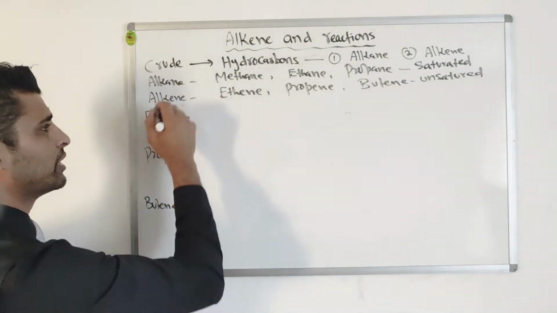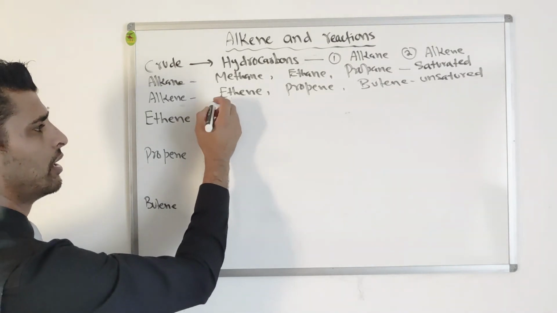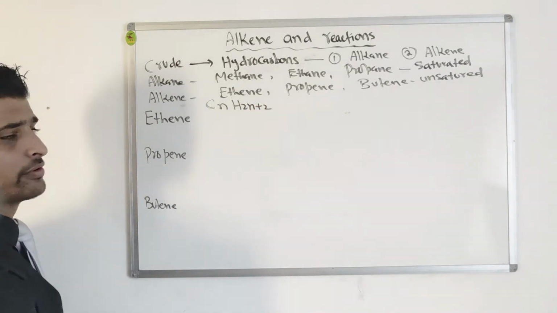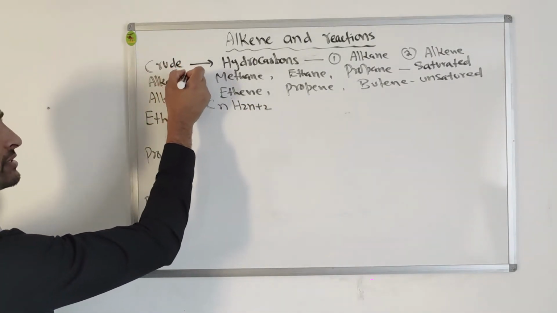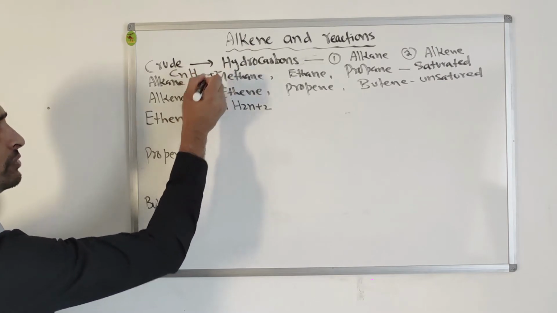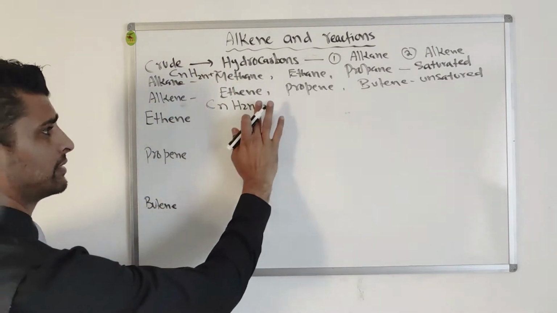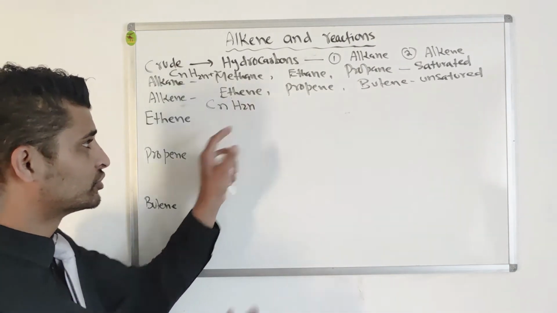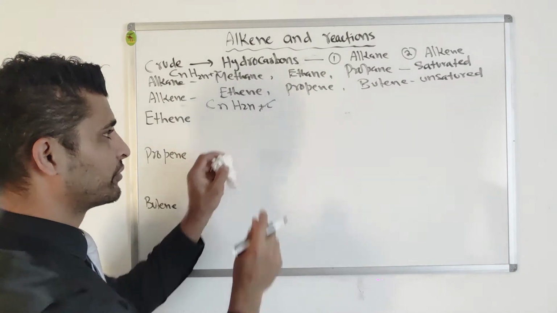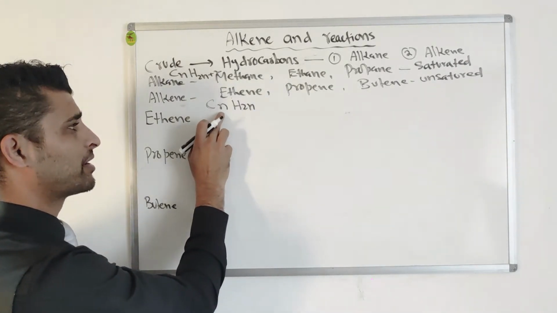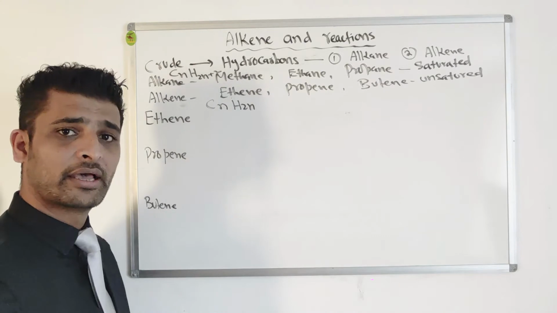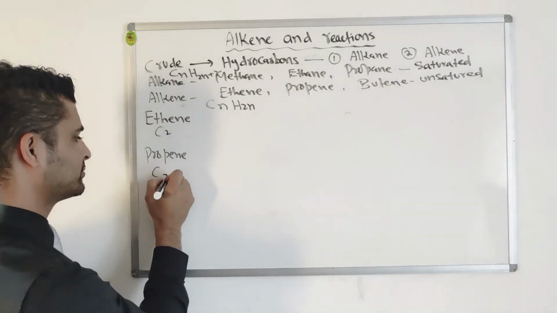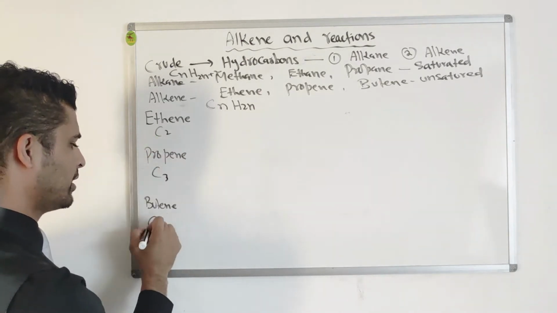Now alkenes, they have a general formula of CnH2n. If you remember, alkanes have a general formula CnH2n+2. But here alkenes have the formula CnH2n only. So there is no plus 2 there. That means whatever the number of carbon atoms you have, it is doubled when you are dealing with the hydrogen. So ethene, propene and butene have 2, 3 and 4 carbon atoms.